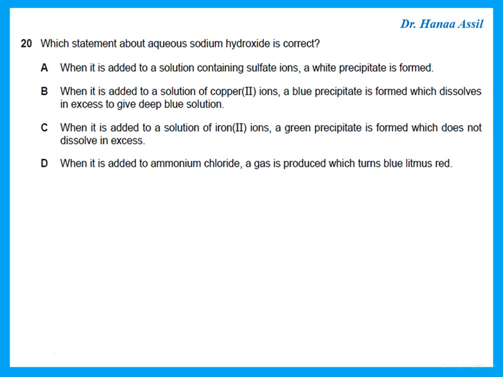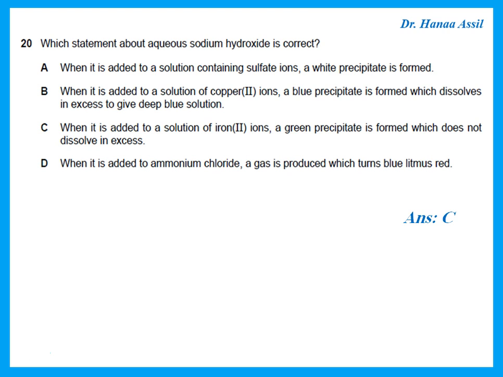When it is added to a solution of copper 2 ions, a blue precipitate is formed, which dissolves to give a deep blue solution? No, this is the test for copper with aqueous ammonia. If you add aqueous ammonia to copper, it gives a blue precipitate that dissolves to give a dark blue solution, not with sodium hydroxide. So this is wrong. When it is added to a solution of iron 2, a green precipitate is formed which does not dissolve in excess. Yes, actually that is correct. To test for iron 2, I add sodium hydroxide. It gives a green precipitate insoluble in excess.